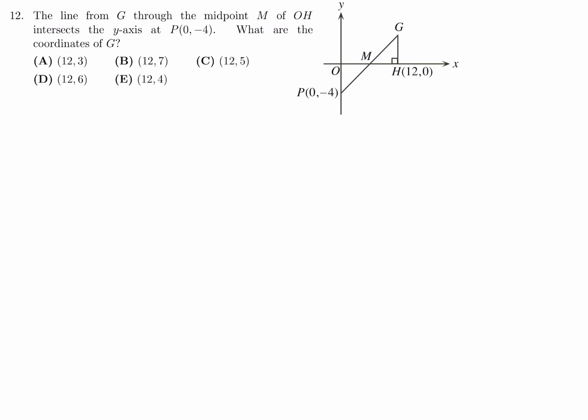Through the midpoint M of OH intersects the y-axis at P, 0, negative 4. What are the coordinates of G? Well, like any line, it'll be of the form y is equal to mx plus b. And if M is the midpoint of OH, it has the coordinates 6, 0. So we've got this line, and we've got 2 points, so we can figure out the equation of that line pretty quickly. First, let's plug in that point. So minus 4 is equal to 0 plus b, therefore b is negative 4. And then let's plug in this point, and that gives me 0 is equal to 6m minus 4, and therefore m looks like is 4 over 6.